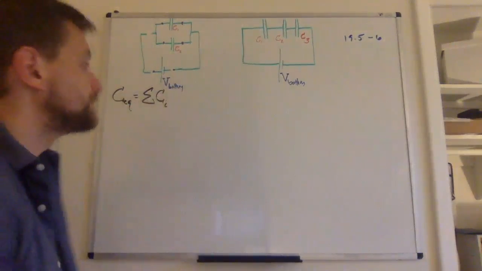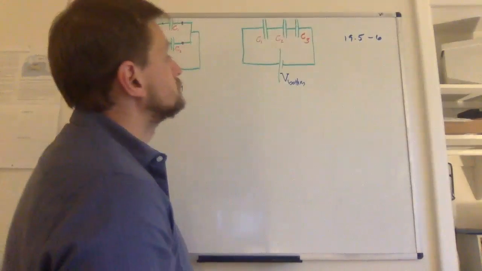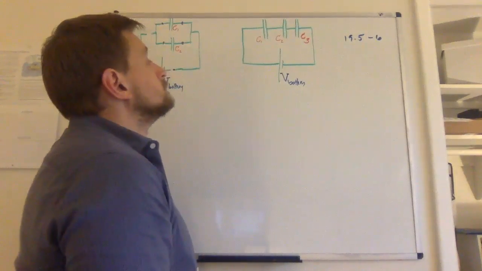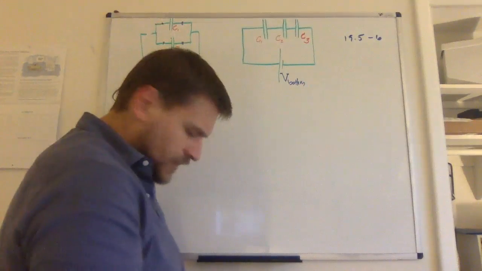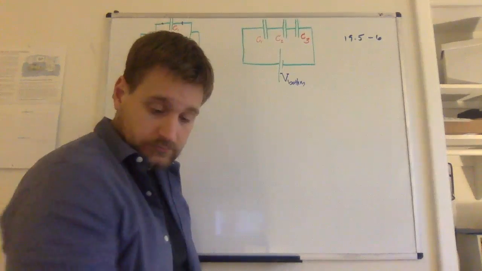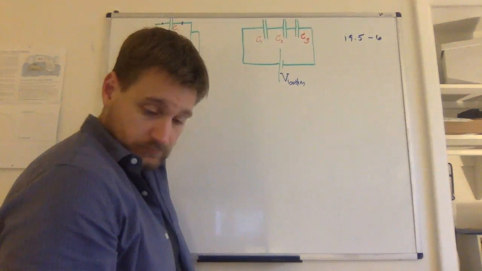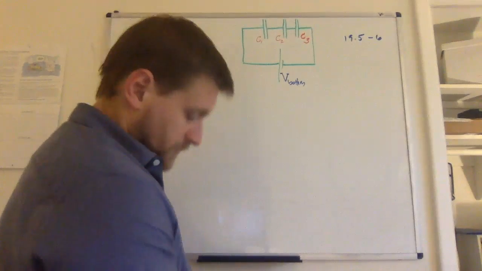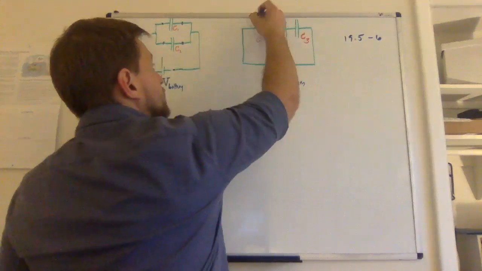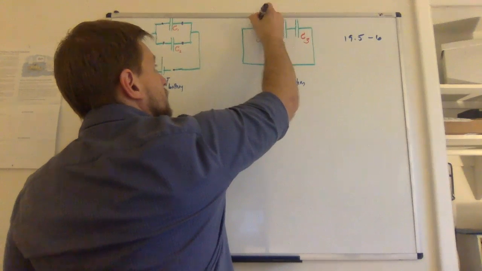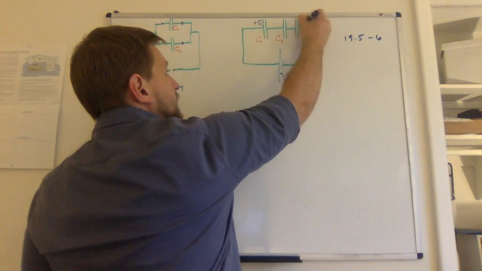All right, what about this one? A battery this strong means that we can move charge. We can take and put a total positive charge Q here by moving it from here, so we have a net negative on this side.